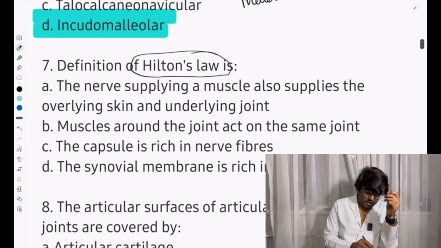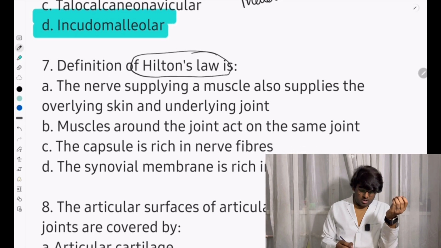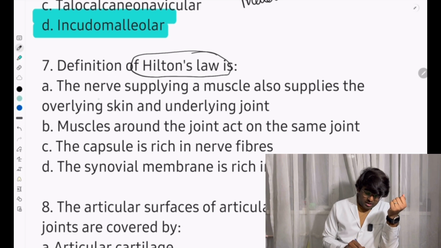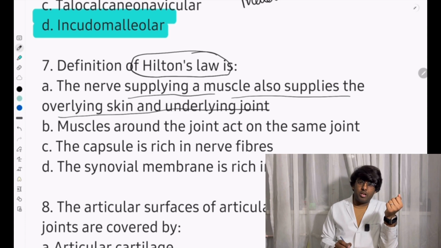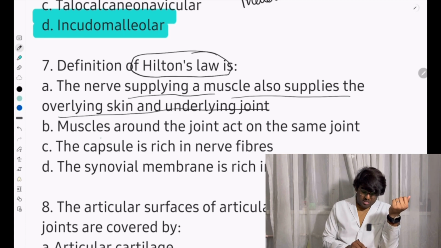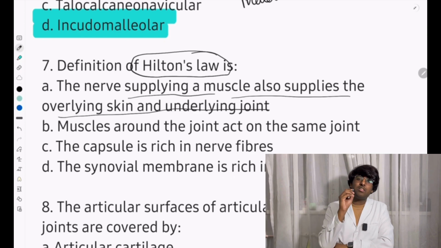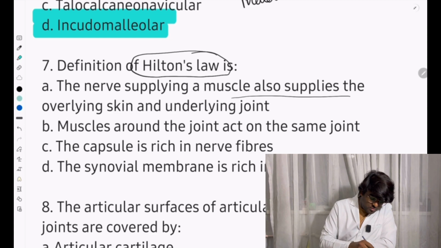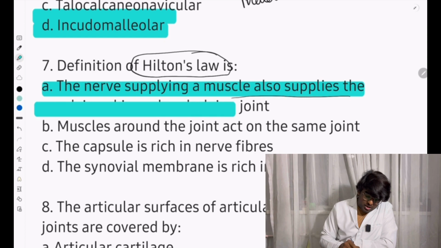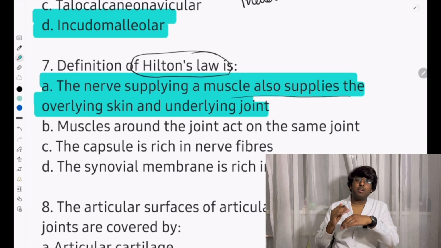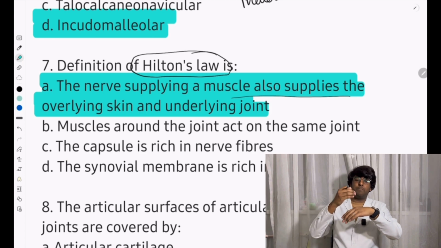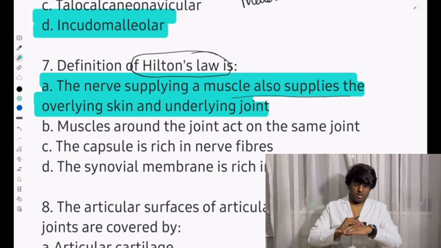Okay. Then the question: definition of Hilton's law. First one, the nerve supplying a muscle also supplies the overlying skin and overlying joint. The next option, muscles around the joint act on the same joint. No. The capsule is rich in nerve fibers. No. The synovial membrane is rich in capillaries. No. Hilton's law explains the muscle and the nerve supply. So the answer will be the first one. Overlying skin means the skin which is associated with the muscle.